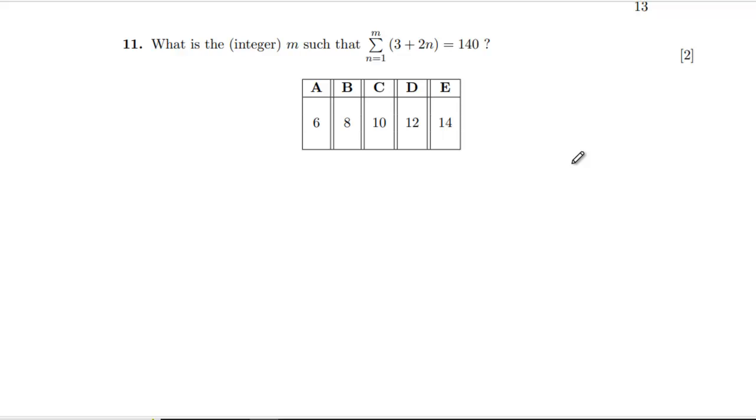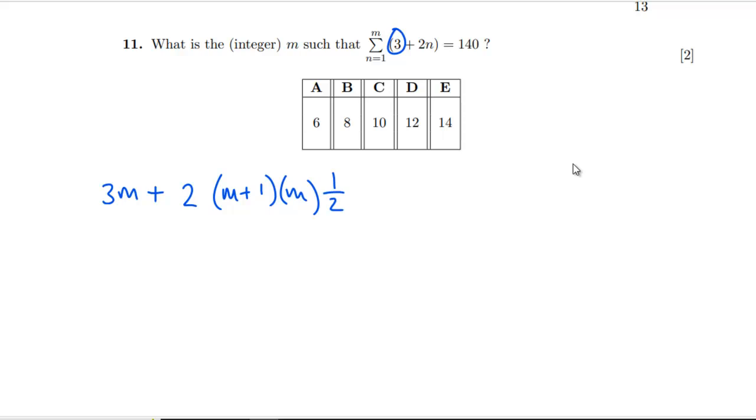What is the integer m such that the sum from n is 1 to m of that equals 140? So, right, what are we getting here then? Well, we've got it in 2 bits. We've got 3m as 1 bit just from adding up 3 m number of times, and then we've got 2 multiplied by n going up to m. So we're summing up the numbers 1 to m and then doubling it, so we need twice the mth triangular number. So that's going to be m plus 1 times m over 2.